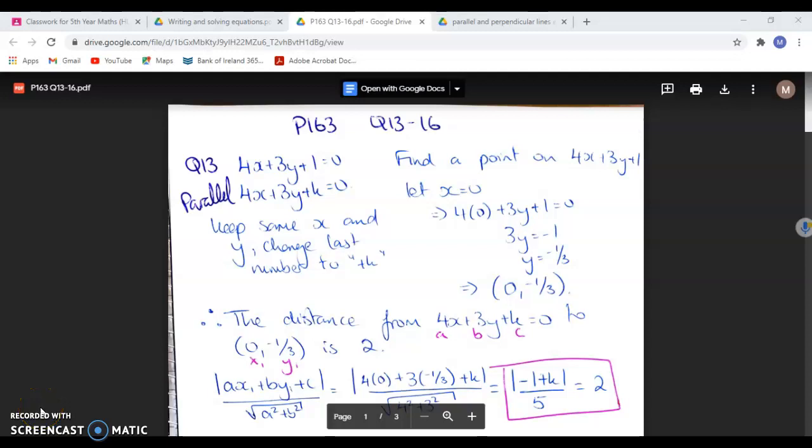Hi lads, so just doing the solutions there for page 163, questions 13 to 16. Okay, so have your book open there and have a look at question number 13.